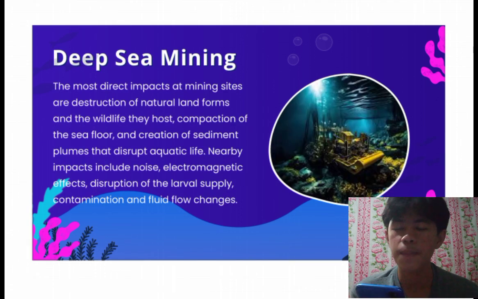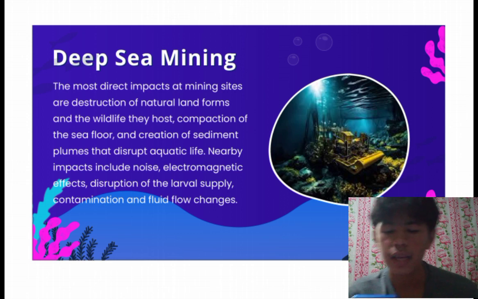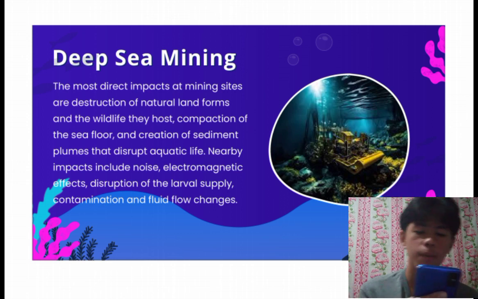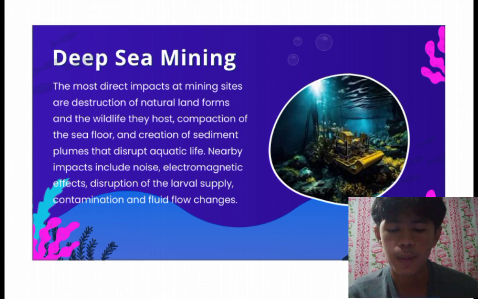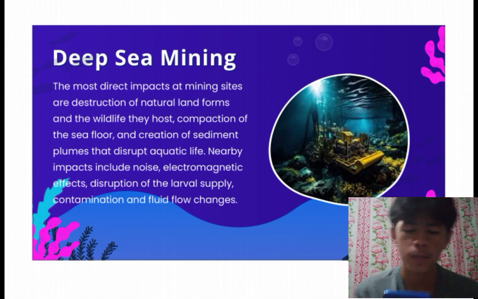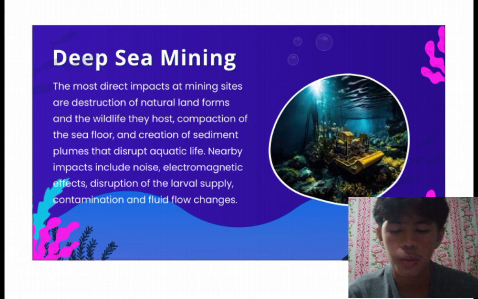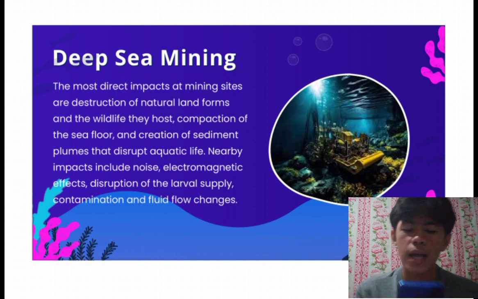So next is deep sea mining. Deep sea mining involves the extraction of valuable minerals and resources from the seabed and deep beyond continental shelves. This practice targets mineral-rich areas called polymetallic nodules, hydrothermal vents, and cobalt-rich crust found in the deep ocean.